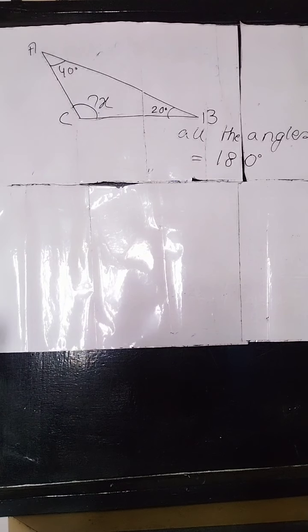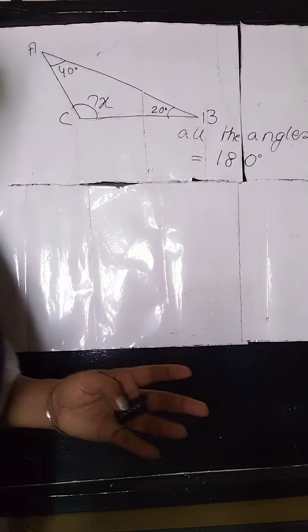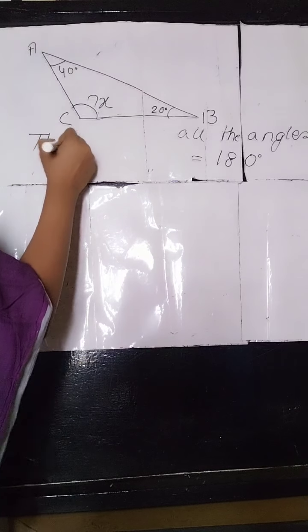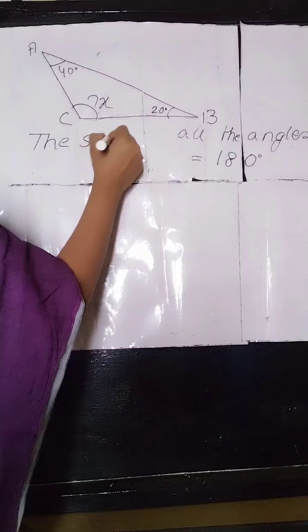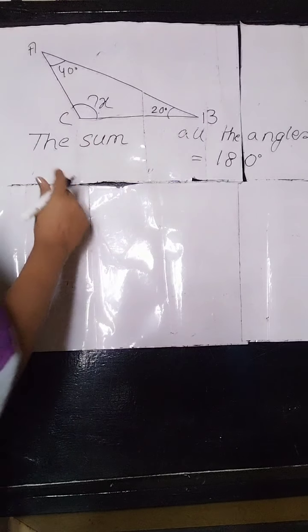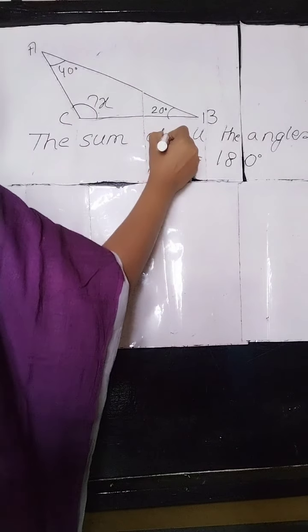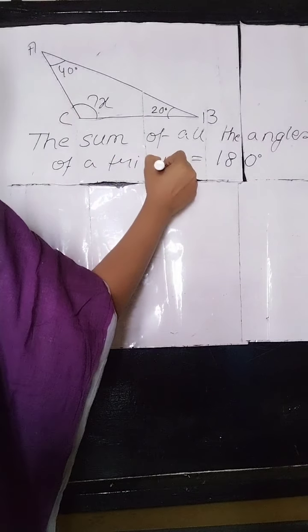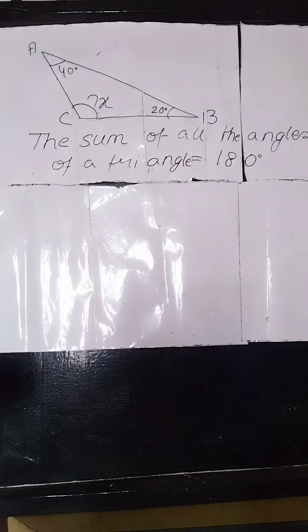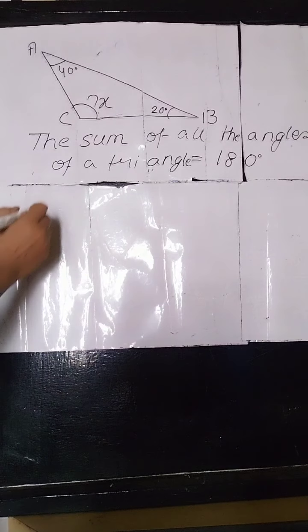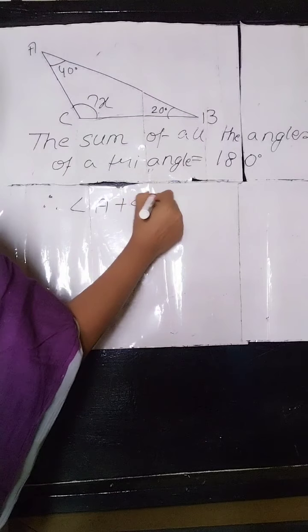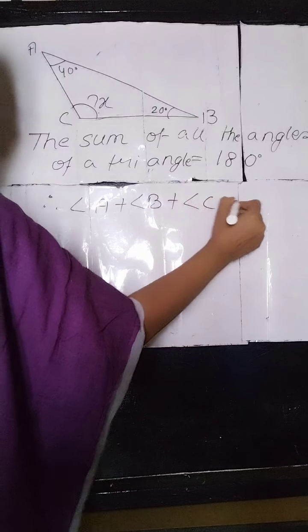So in this case you have to find out the missing angle, that is the third angle. Just like the previous sum, we will solve this sum also. How will we solve this? We will write the usual line that we write in this type of missing angle sum: the sum of all the angles of a triangle is equal to 180 degree. Now angle A plus angle B plus angle C is equal to 180 degree.